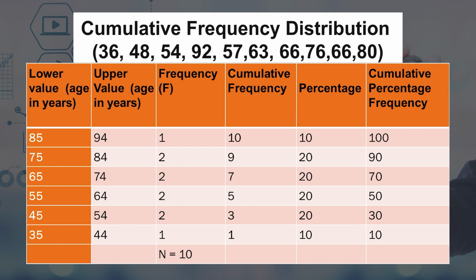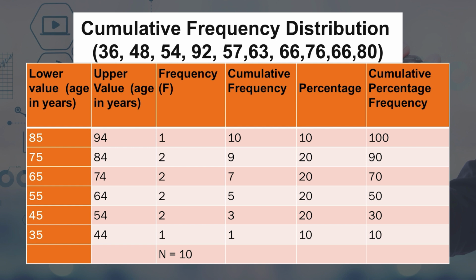So here what we are going to do, 10 will be reflected as 10 because this is the starting point. Then 10 plus 20 will be 30. If you see on the cumulative percentage frequency column, 30 plus 20 will be 50 and so on. So the last will be 100. So cumulative frequency, calculating the percentage, and on that basis cumulative percentage frequency is calculated.